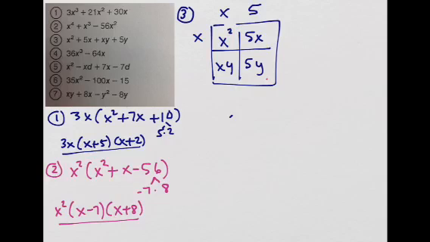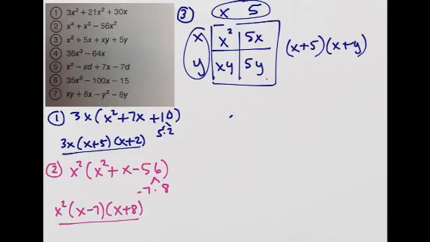Then something times x is xy. That would have to be y. And then you just double check, is 5 times y 5y? The answer is yes. So that means that your factors are x plus 5 from up here times x plus y from here. Okay, number 4.